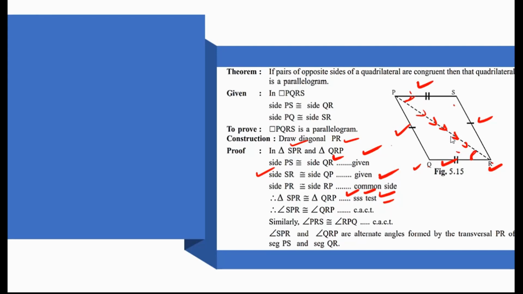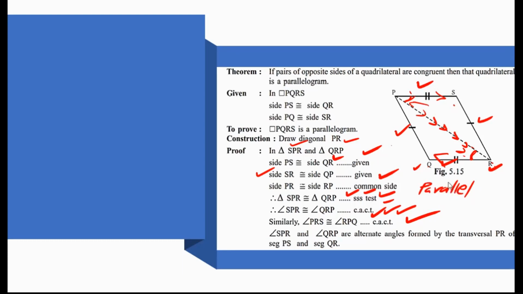ये याद रखो, अभी पैरेलल प्रूव नहीं किया है, पैरेललोग्राम भी प्रूव नहीं किया है. सो वी कैन नॉट टॉक अबाउट सच थिंग्स. We will say SPR is congruent to QRB because they are the congruent angles of congruent triangles. And उसके बाद हम बताएंगे if these two angles are congruent and if we consider PR as transversal, this line PS and QR must be parallel. तो parallel होने का condition satisfy हो गया.